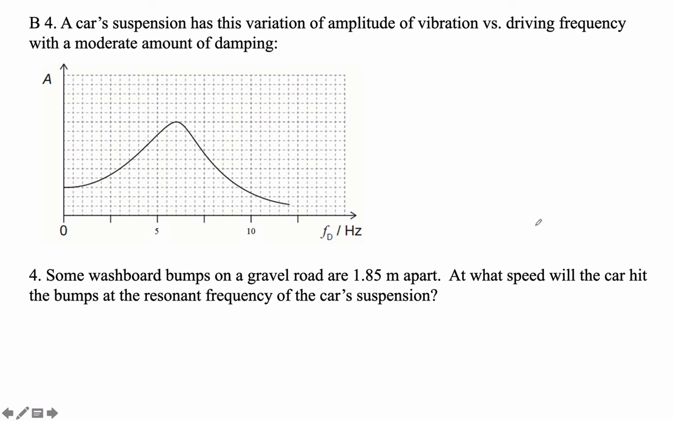Alrighty. So let's take a look at this. They like to do this, right? They'll give you something with a resonant frequency, and sometimes you have to figure out the resonant frequency. Our resonant frequency here is 6 hertz. Okay, and the question is, if there's washboard bumps that are 1.85 meters apart, at what speed will you hit them? 6 of those every second, right?